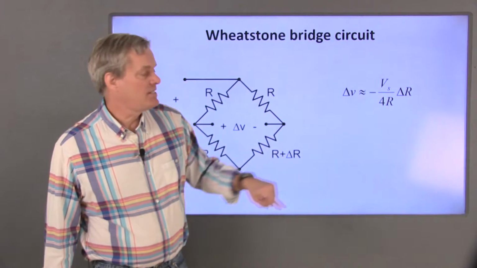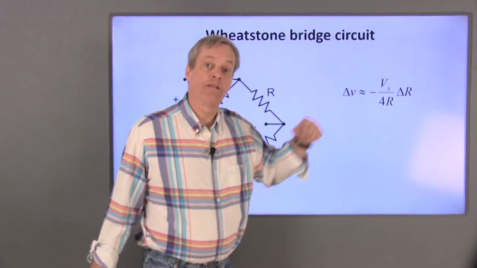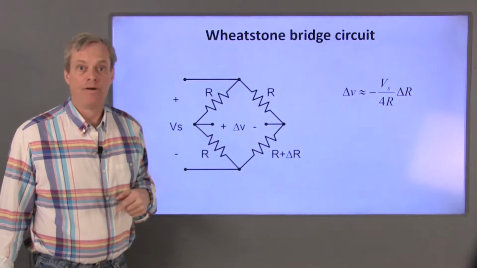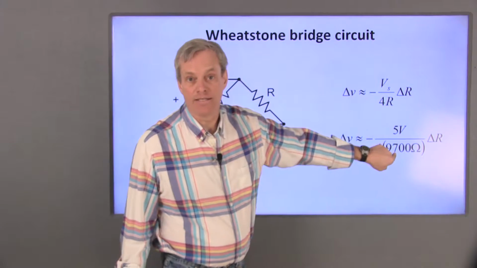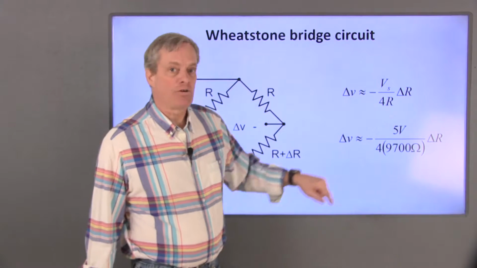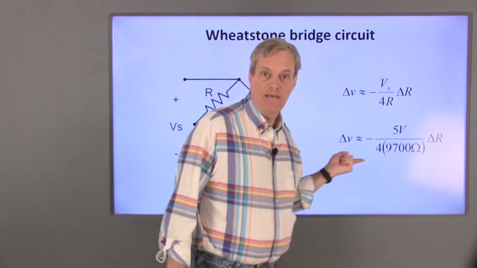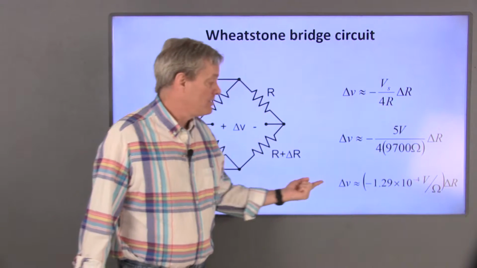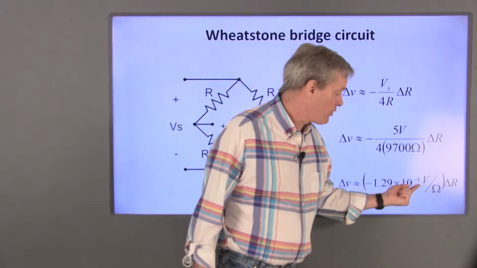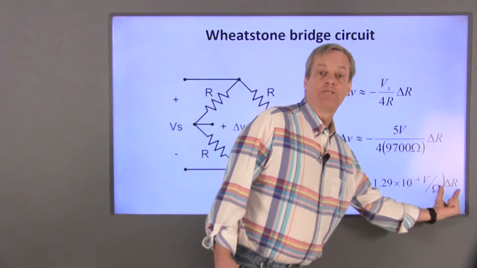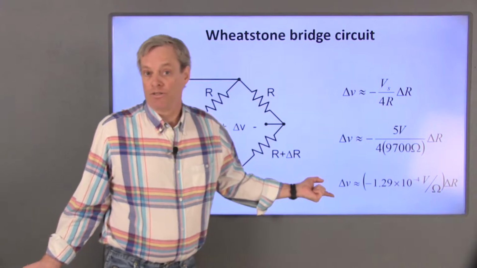The slope does depend upon the choice of our operating point resistance R. Our operating point is going to be room temperature. When we tested the thermistor, the room temperature resistance was measured to be 9,700 ohms, and if we arbitrarily use a supply voltage Vs of 5 volts, the equation becomes this, which simplifies to delta V is equal to negative 1.29 times 10 to the minus 4th volts per ohm times the change in resistance. Remember this equation because I'll use it later also.